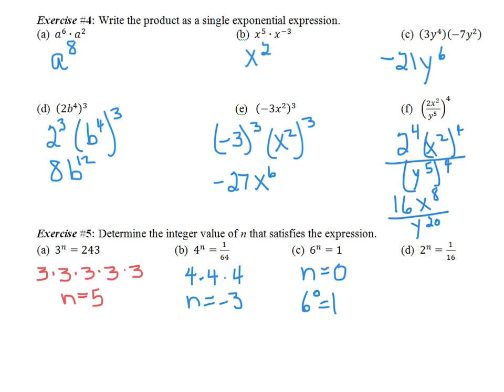To finish it off, let's look at 2 to the n is equal to 1 over 16. Start multiplying 2's until we get 16, so 2 times 2 is 4, times 2 is 8, times 2 is 16. But again, I see that I have a 1 over 16, so instead of using an exponent of 4, my exponent must be negative 4. So 2 to the negative 4th power is equal to 1 over 2 to the 4th power, and that, of course, is 1 over 16.